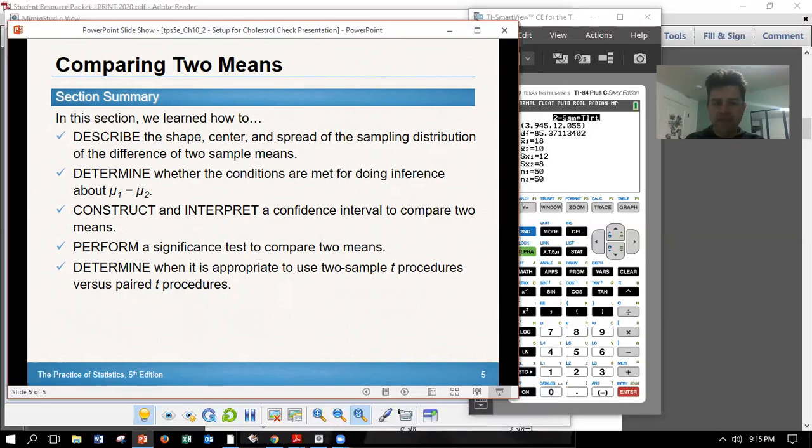Construct and interpret a confidence interval. Construct and perform a significance test. And then when it's appropriate to use 2 sample T procedures versus paired procedures. That wraps it up for us here.